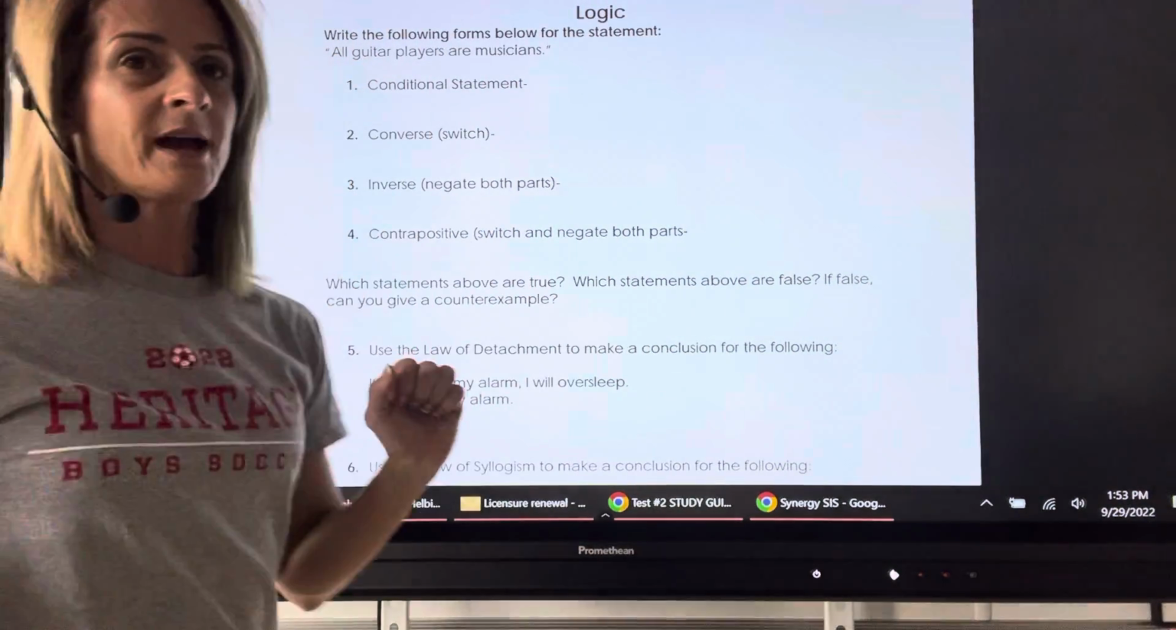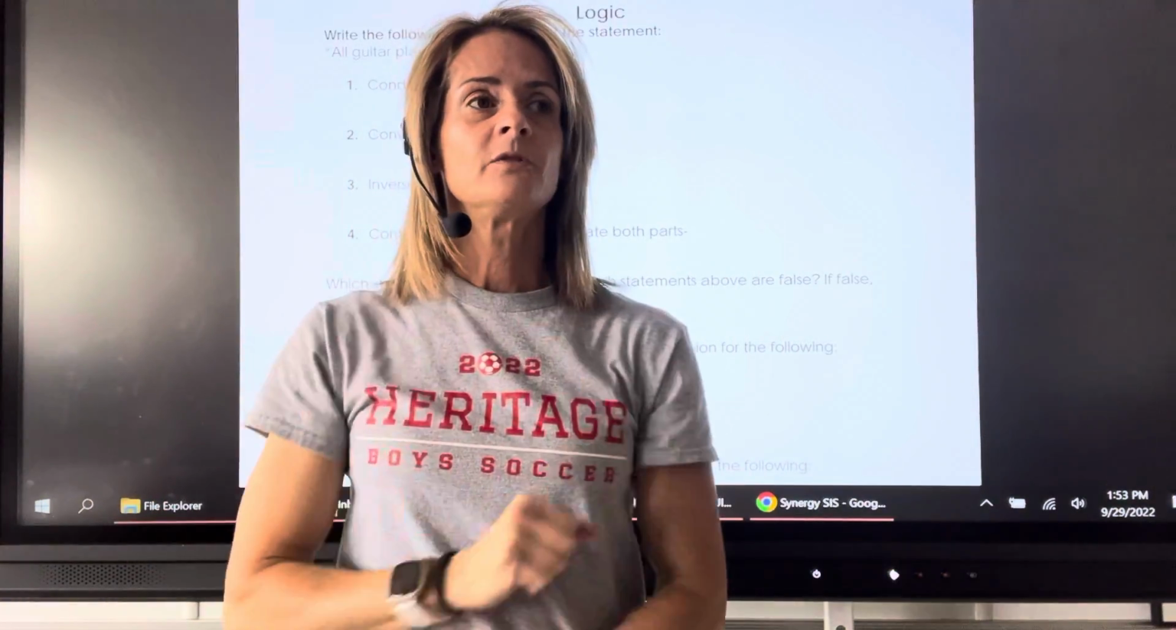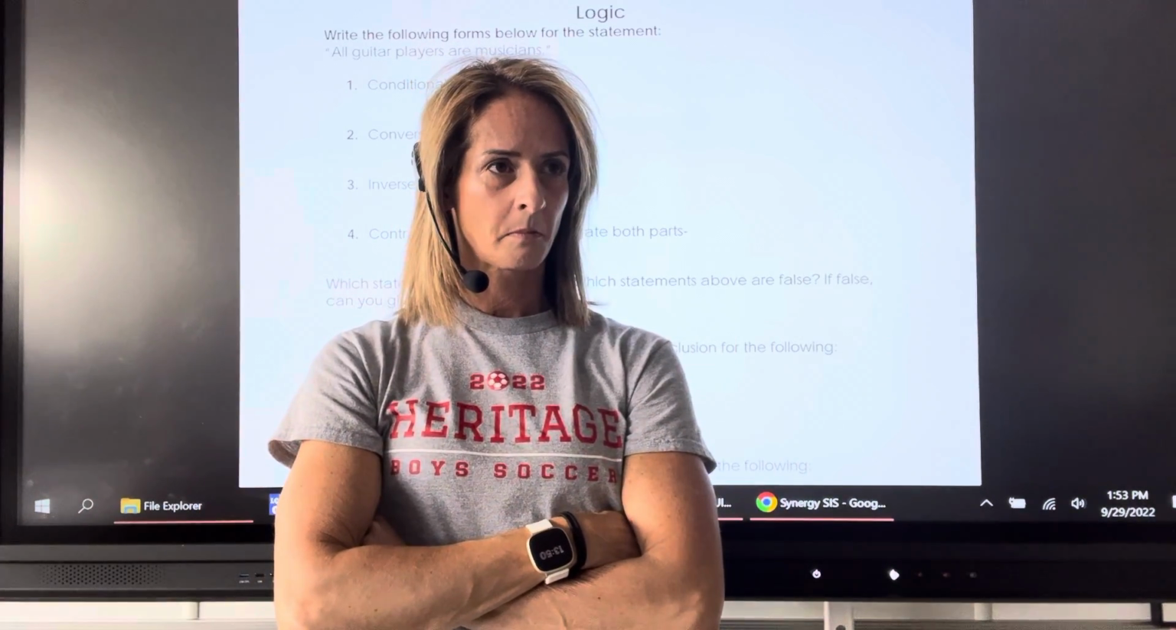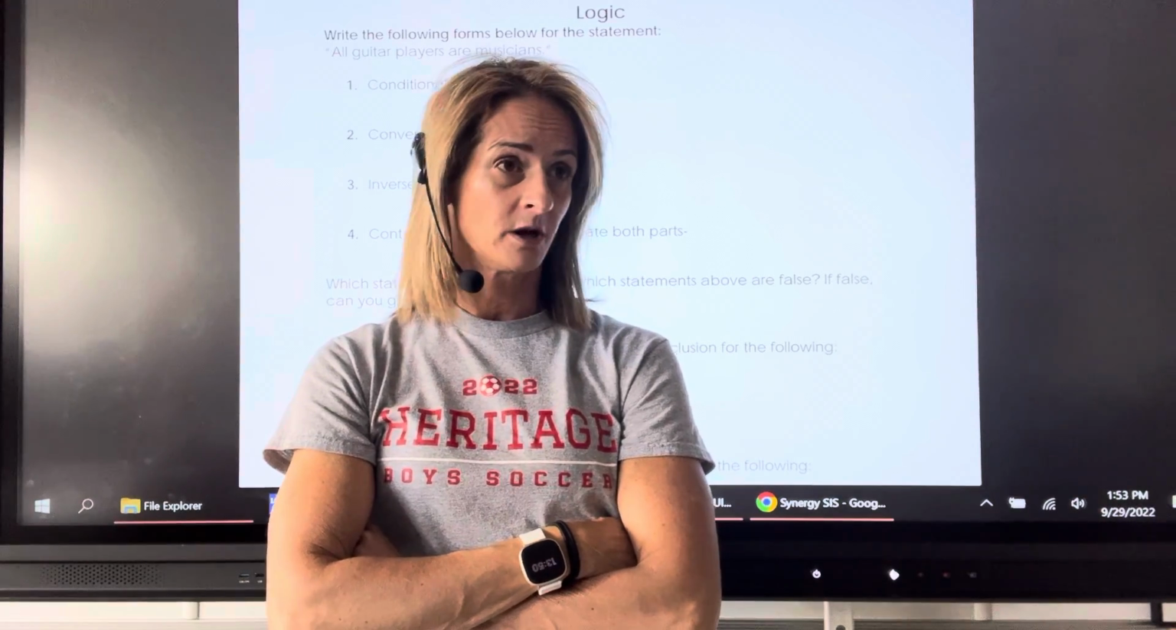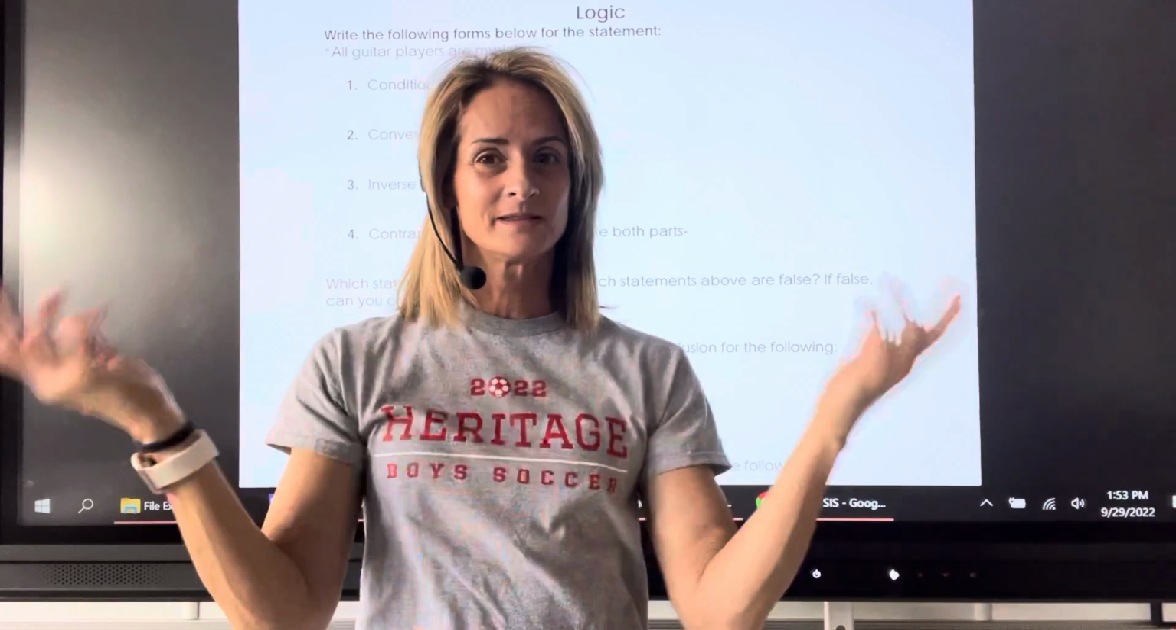So the switch of the hypothesis and the conclusion, from if you are a guitar player, then you are a musician, is: if you are a musician, then you are a guitar player. Is that a true statement? You can be a musician and not necessarily be a guitar player, right? You could play some other instrument, or you could be a singer or something.